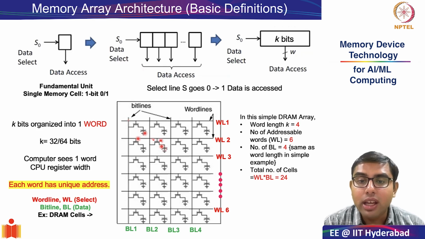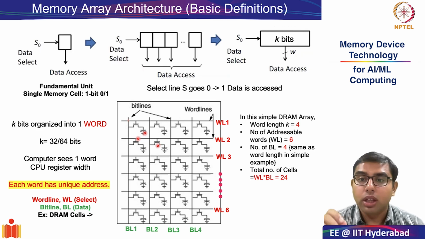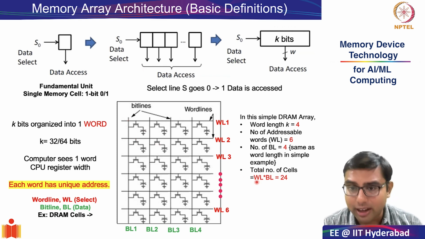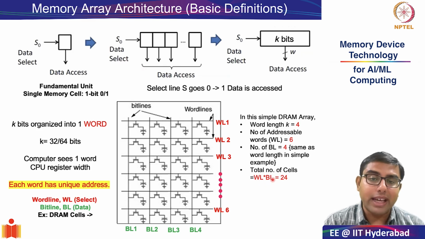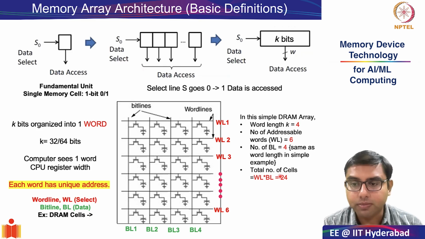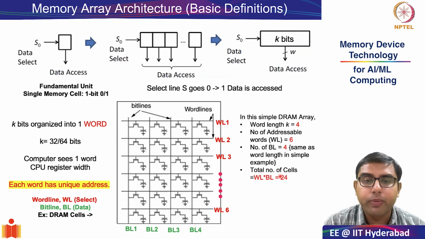So as you can see, at the intersection of every bit line and word line is a memory unit. And therefore, the total number of memory cells would be the multiplication of the number of word lines and the number of bit lines. And in this case, the answer comes out to be 24. Okay. So if we have understood this, this is a good start into understanding how memory arrays are organized.